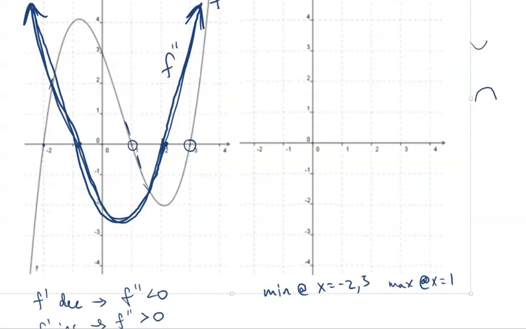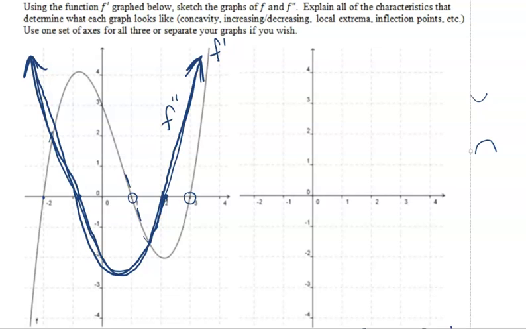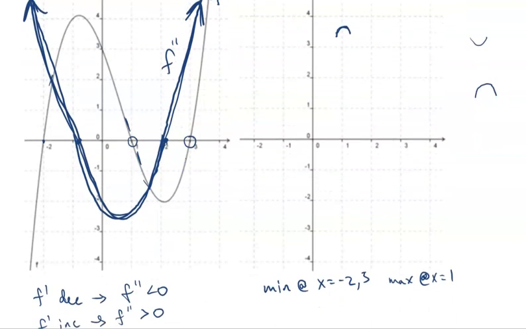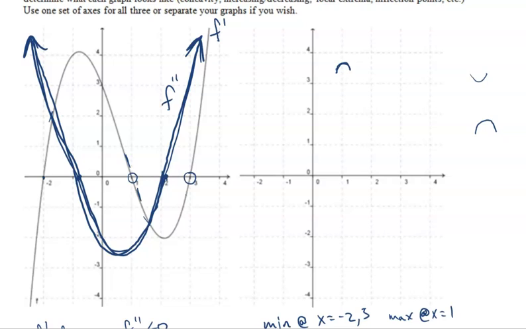I'm going to start with my max at 1, and I'm just going to pick somewhere with an x coordinate of 1 and say, yep, that's going to be a max. And then I'm going to have a min at -2 and 3. So at x equals -2, somewhere right here, we'll have a min. And at x equals 3, I'm going to put it right here.